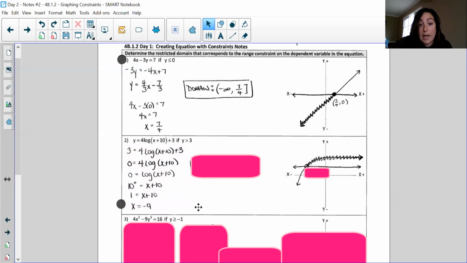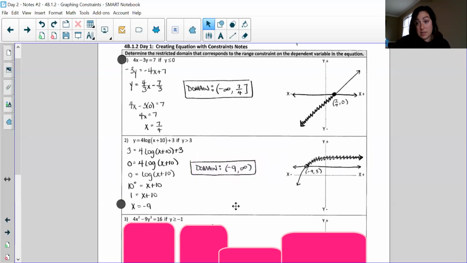Substitute 3 in for y. Subtract the 3 over, so we have 0. Divide by 4. So we have 0 equals log of (x plus 10). Convert it to exponential form. 10 to the 0th equals x plus 10, which means 1 equals x plus 10, which means x equals negative 9. So the coordinates of that point are (negative 9, 3). So our domain is everywhere where our range is greater than 3. So everything from negative 9 to infinity, and non-inclusive this time because it's just where y is greater than 3.